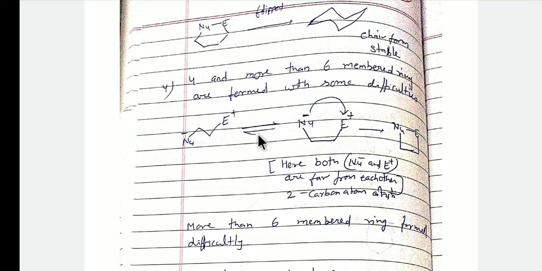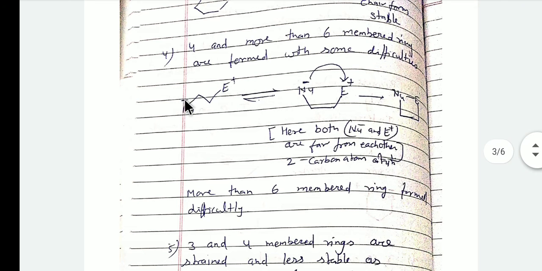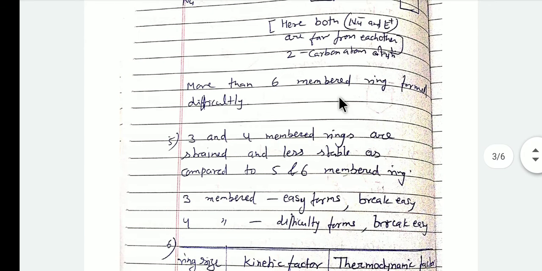Here this is the open chain structure containing four carbon atoms. One end has a nucleophile and another end has an electrophile. This chain structure converts into this type of structure in which the nucleophilic end and the electrophilic end must come nearer to each other so that they form the covalent bond. Rings of more than six members are formed with great difficulty.